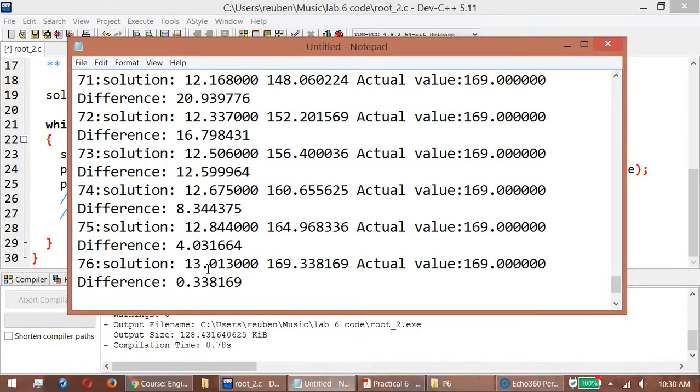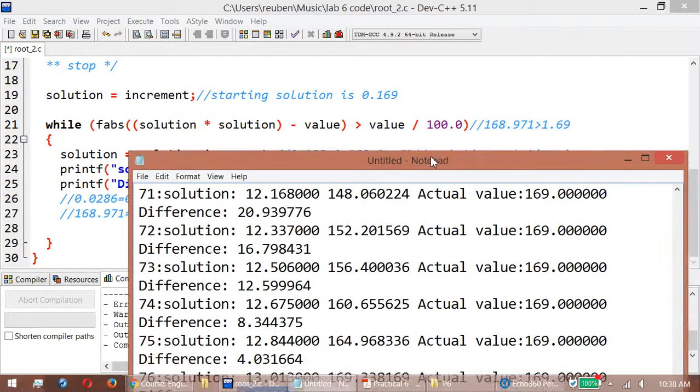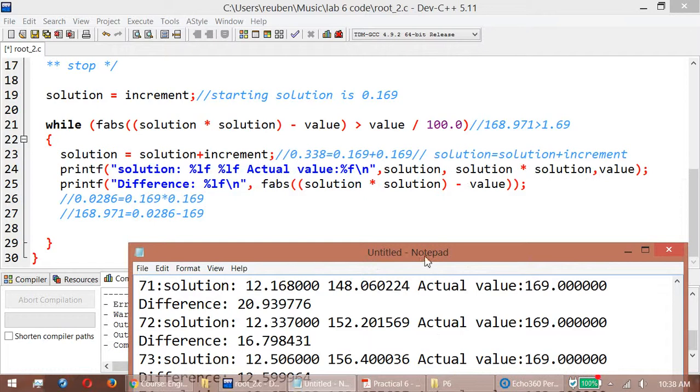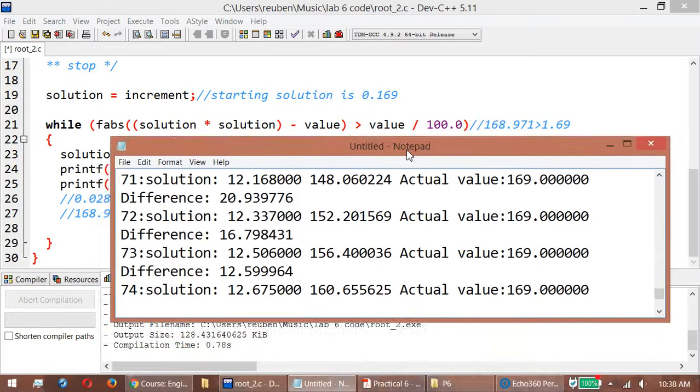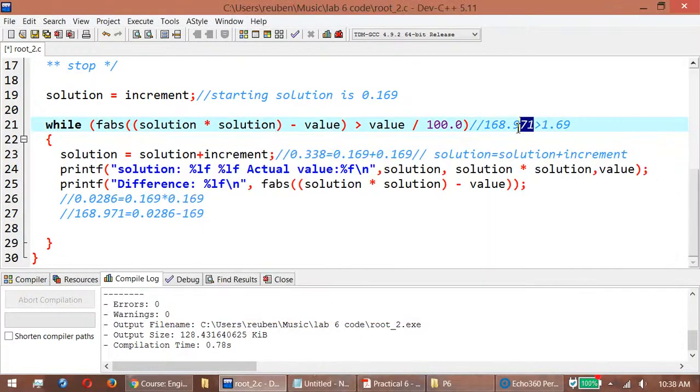Oh, it's very close. We know the answer is 13, right? So 13.01 squared, we get 169.33. It's actually bigger than the value we want, but the difference is 0.3381. So when the difference is 0.3381, we find that this condition becomes false. Remember, what is 1% of 169? It is actually 1.69. So you can see here when it reaches 0.33.